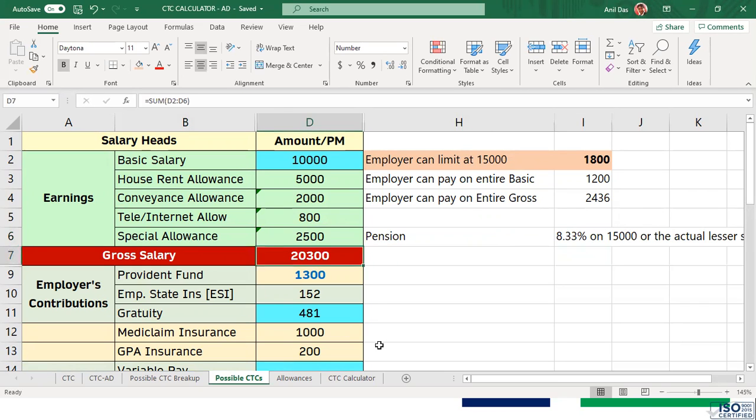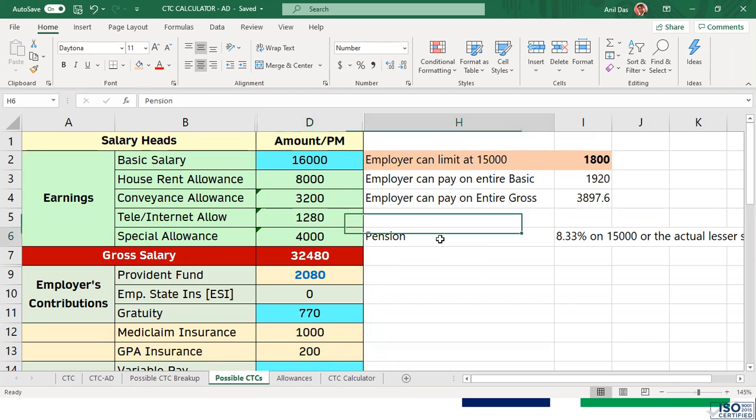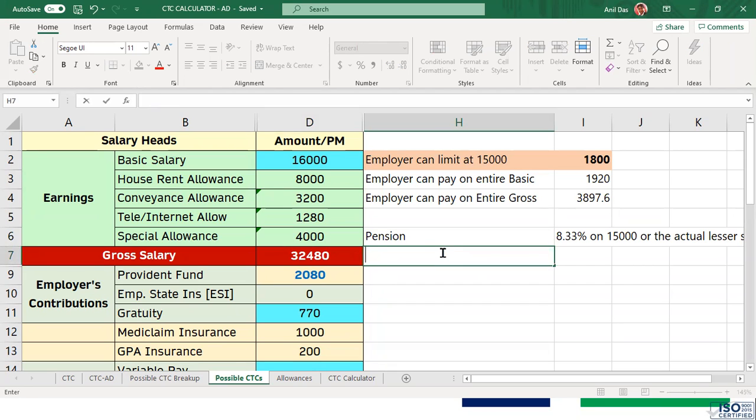In this case, where the total salary of the person is 20K, take this example, where the basic is also more than 15 and total salary is 32,480. Employer is free to contribute on 16. Employer is also free to limit at 15. But when it comes to pension fund, there is no choice. Employer would be contributing on 15 only, 8.33% of 15.